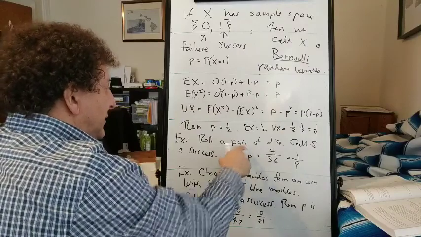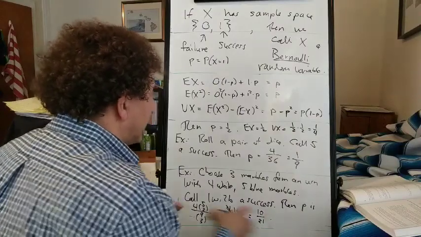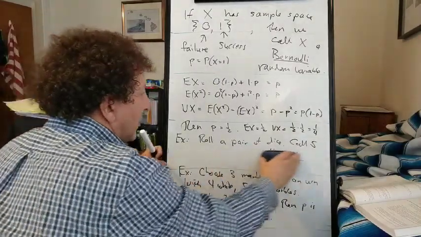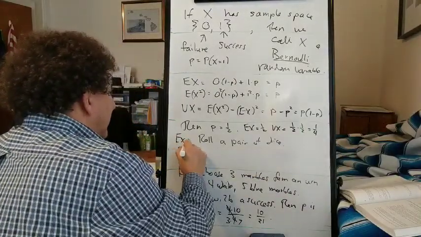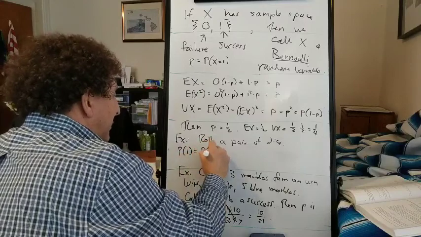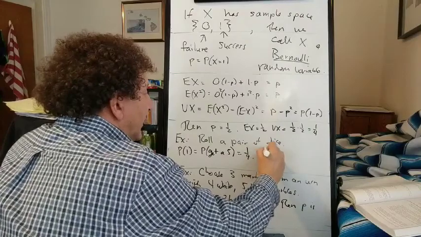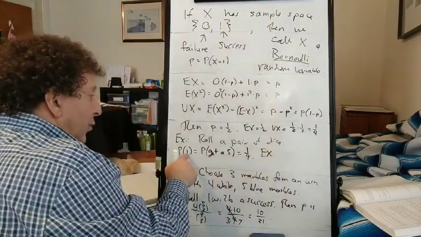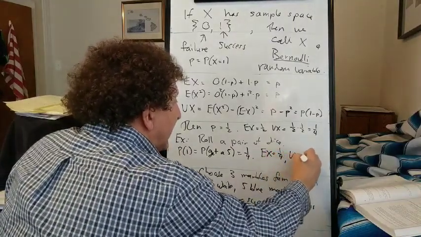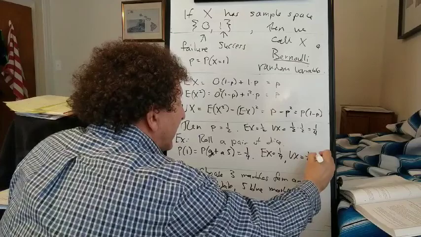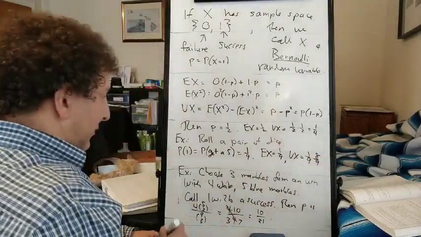For rolling a pair of dice, p is 1/9. So the probability of success is the probability we get a 5, which equals 1/9. So the expected value of x, 1 for success, 0 for not, is 1/9, and the variance of x is 1/9 times 8/9. So 8/81.